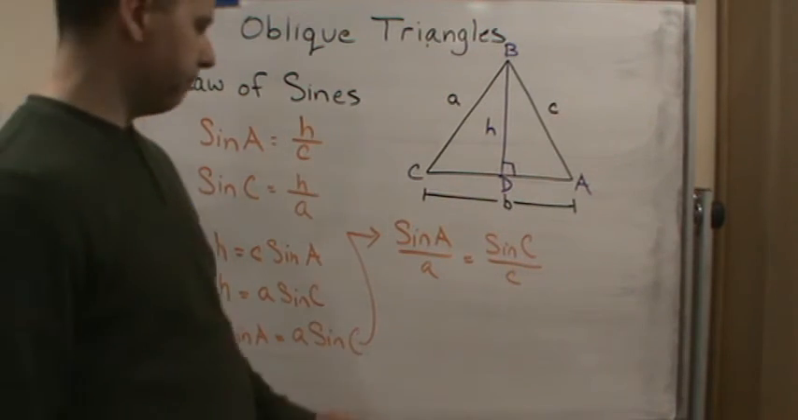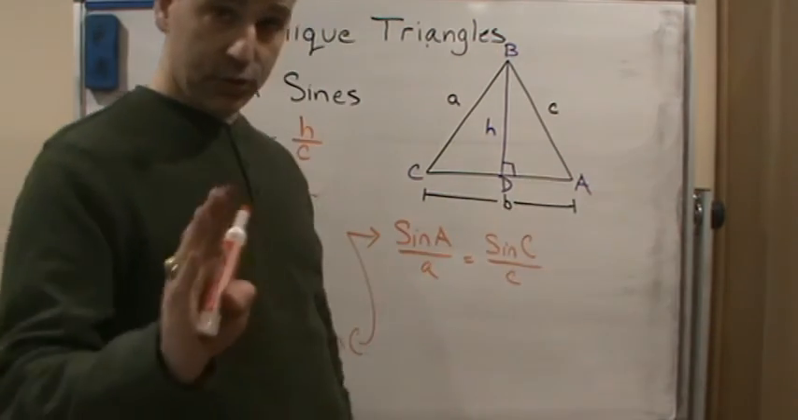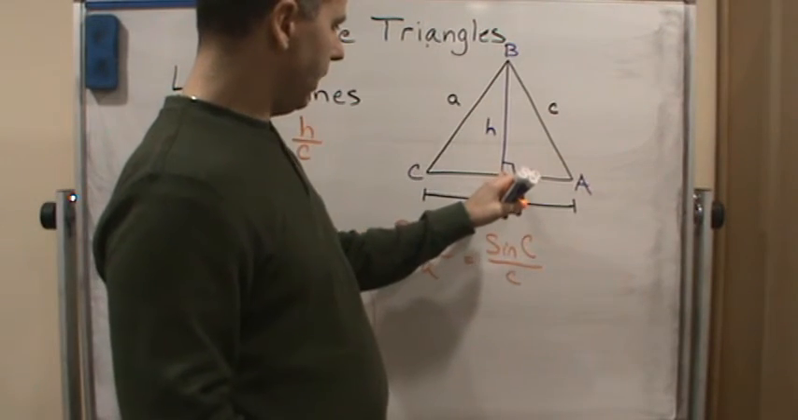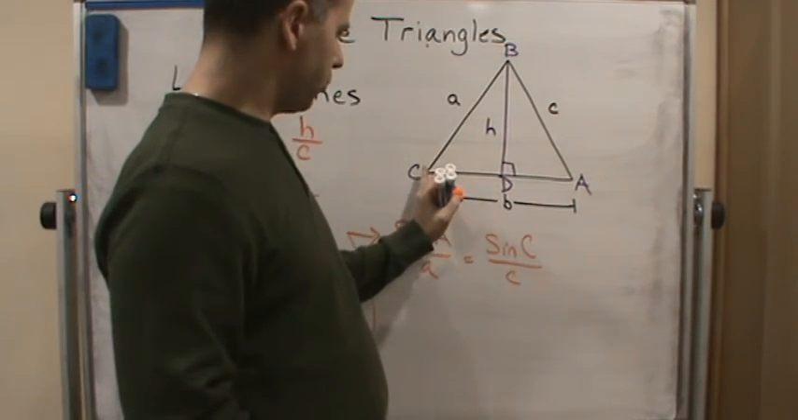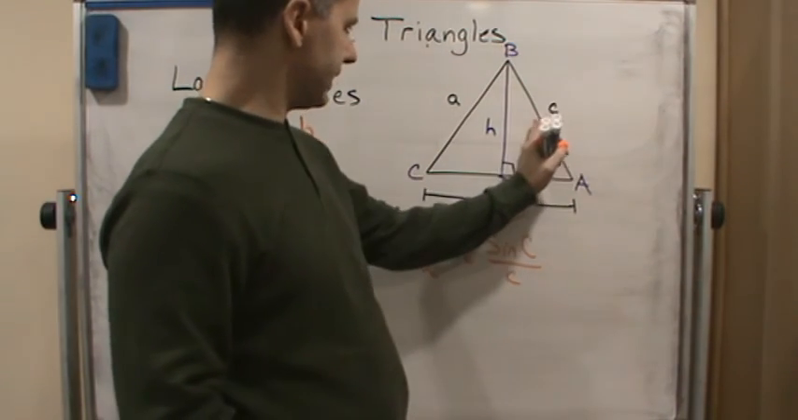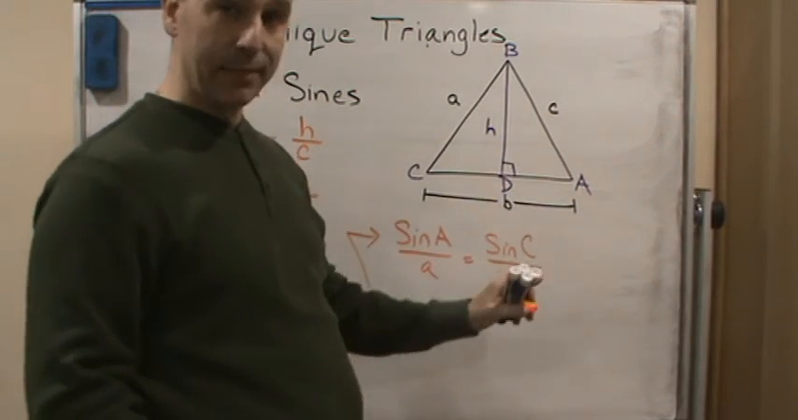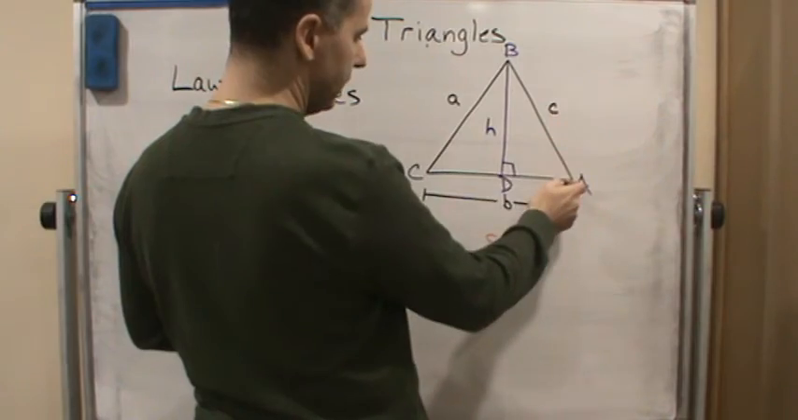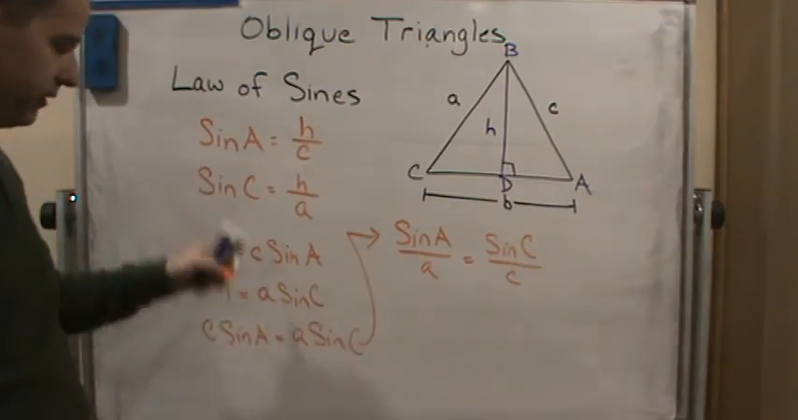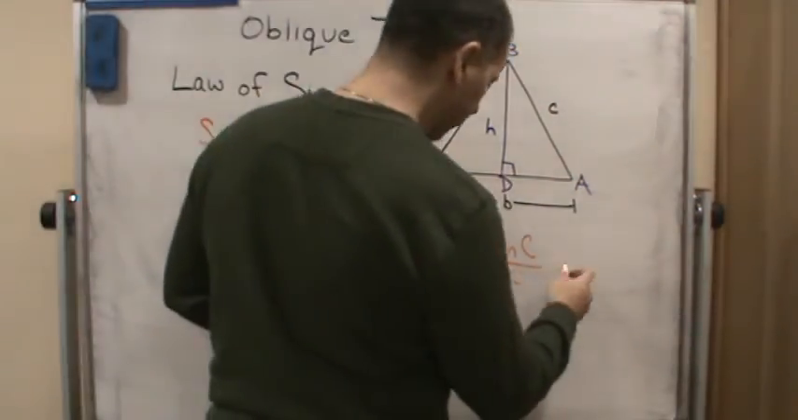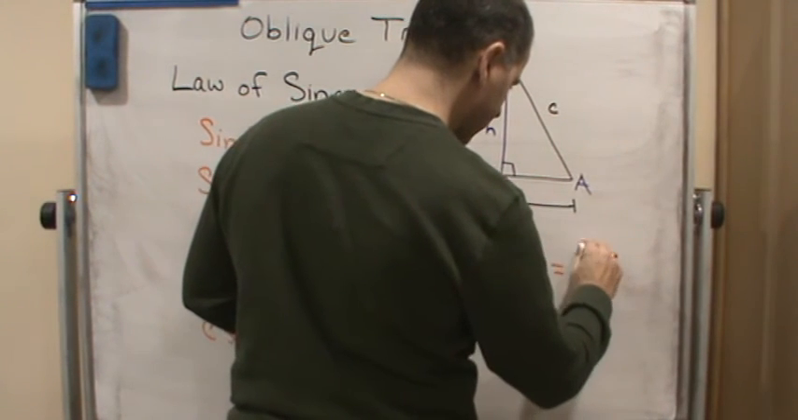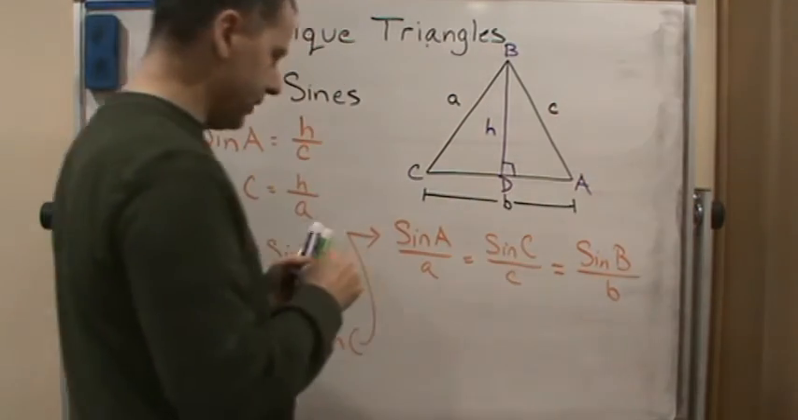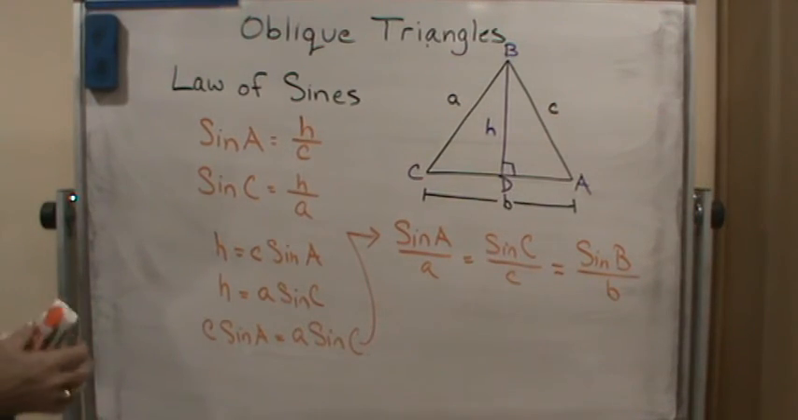Now, to finish off the law of sines, all we have to do is take our altitude here and draw another altitude from C to this side and do the same thing. We'll connect angle A to angle B, and we'll have the full thing. We'll end up with the third piece, which is sine B over B. And so this is the law of sines.